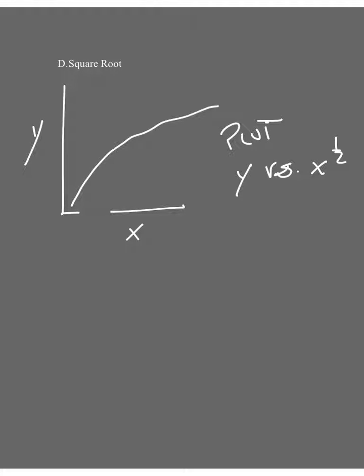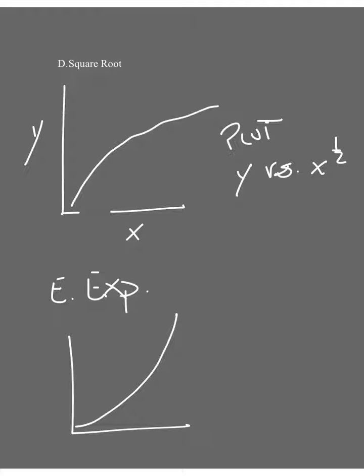And then a last one that's not on here would be an exponential. Basically that would be a graph that might look like this, where obviously that's not a linear relationship as well. So here what we would want to do is plot, instead of y versus x, y versus x squared. And in that, then we'd be able to get a linear relationship.